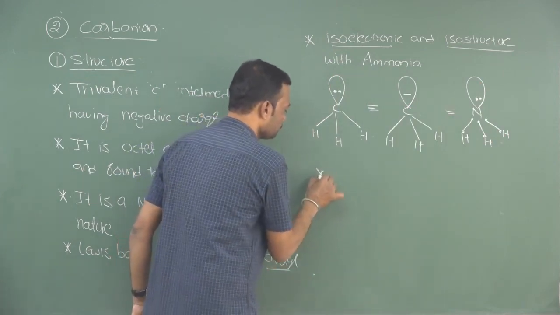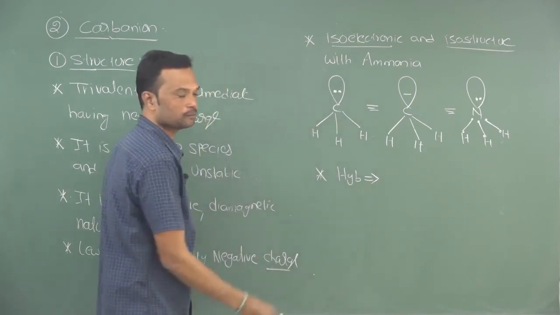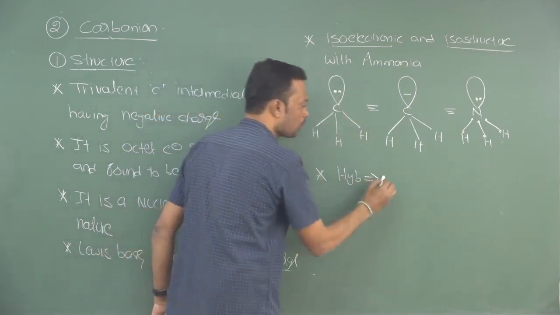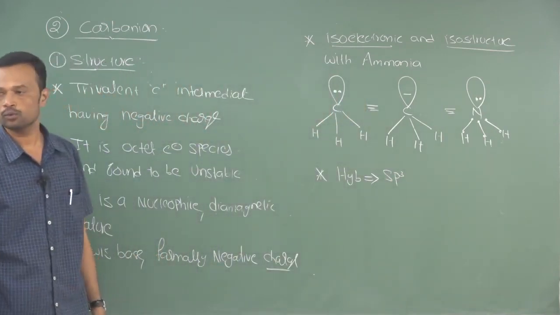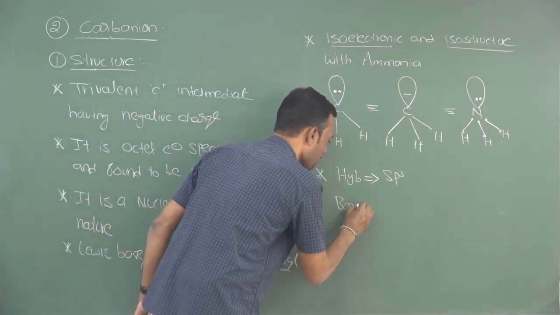Okay. Now, what is the hybridization involved in carbanion? How many bond pairs are present? 3 bond pairs and 1 lone pair. So the hybridization is sp3. It is similar to tetrahedral carbon. Now what about the bond angle?